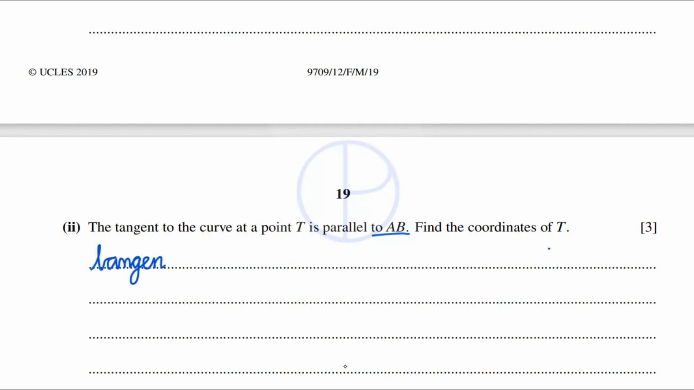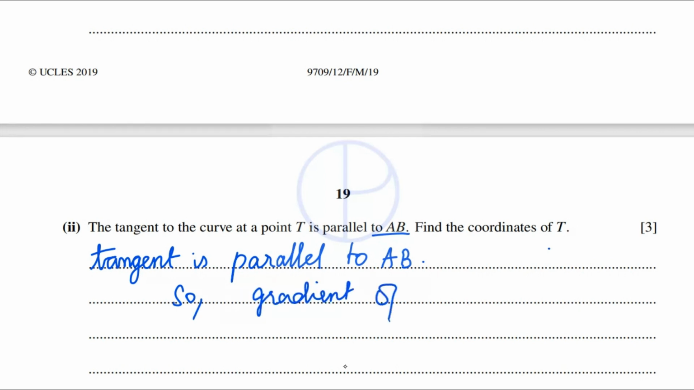So the tangent is parallel to AB. So the gradient of the tangent is 1, because the AB equation is y is equal to x plus 3. So the gradient of the tangent is 1.